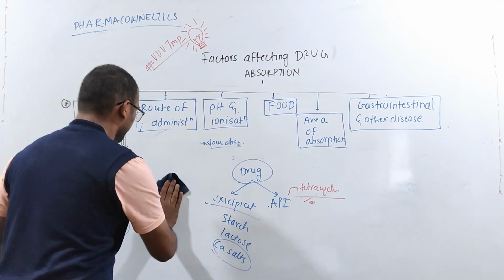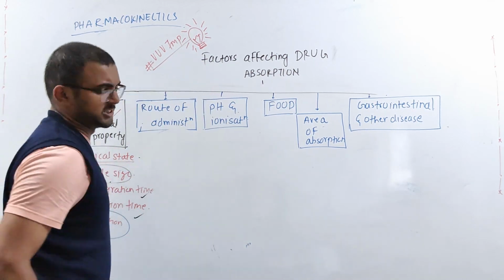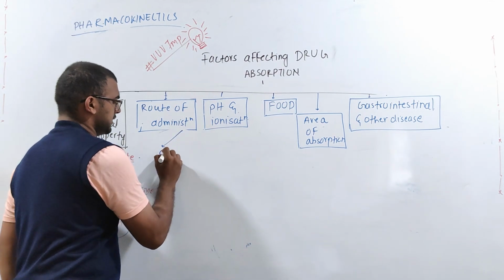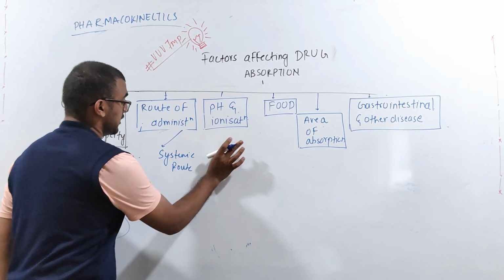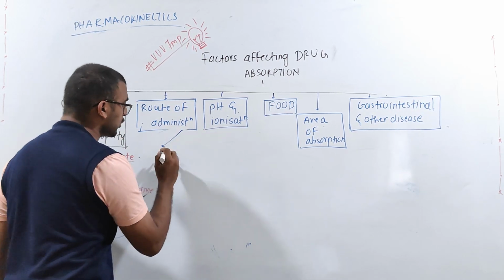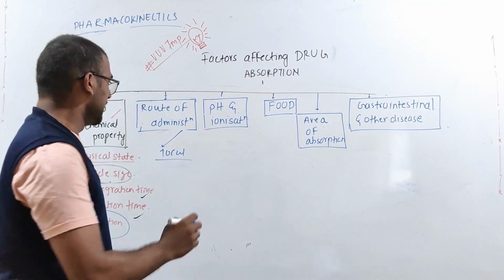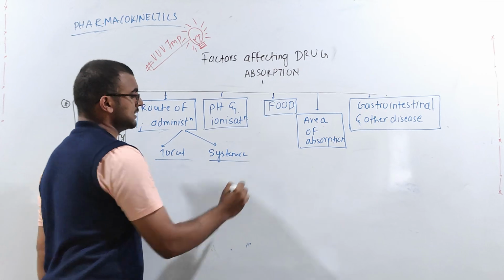Next we will go for the routes of administration. We have discussed this, very simple. What are the two routes of administration? One is the local route, where drugs have a local effect. The other one is the systemic route.